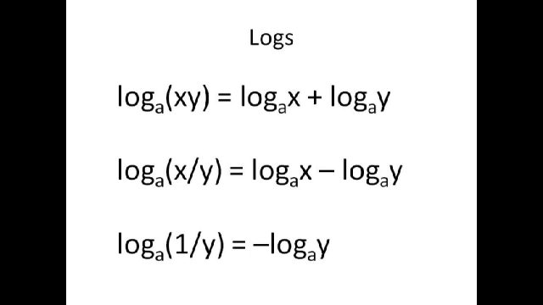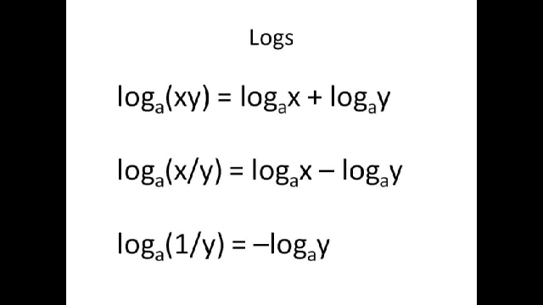Now here are your exciting log rules, and if you look at the first two, they're quite similar, so as long as you remember one of them, hopefully you'll be able to remember both. So log a of xy equals log a of x plus log a of y. And then log a of x divided by y is the same as log a of x minus log a of y. So if you look at them, they're both quite similar. One's just multiply and then plus, and one's divide and minus.